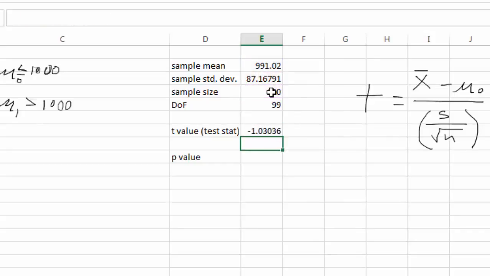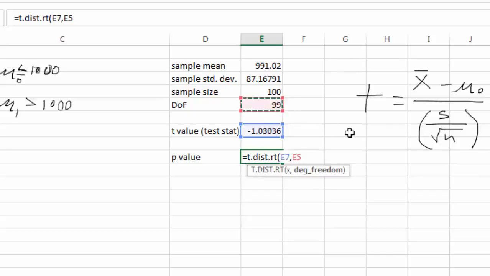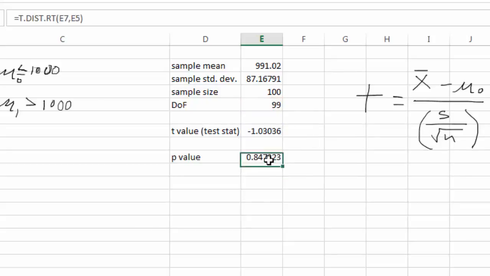I get a t-value of minus 1 and a p-value of, that's going to be equals T.DIST.RT, because we're only thinking about greater than, so this is a one-tailed test, of that t-value and this number of degrees of freedom. 0.847. Let's show those as percents. That's 85%. That's a huge p-value. So we can't be confident at all. This null hypothesis is accepted. The alternative hypothesis is rejected.